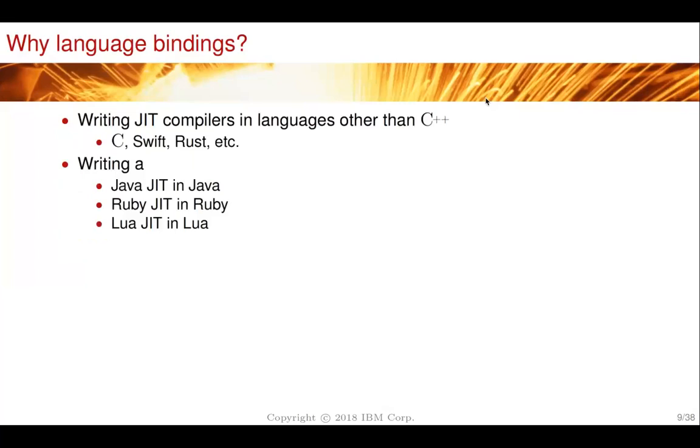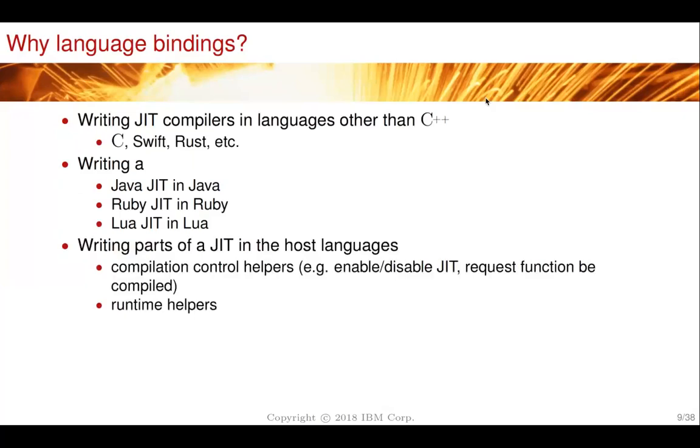If recursion is not your thing, maybe we can start thinking about only implementing parts of the JIT compiler in the target language, such as helpers for controlling the compiler. For example, we might choose to implement functions for enabling and disabling the JIT in the target language, or even the function for requesting that a particular function be compiled.